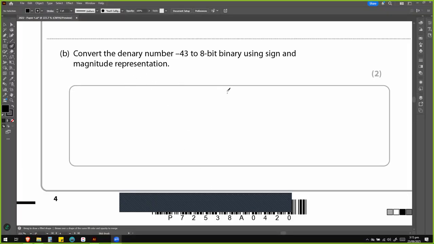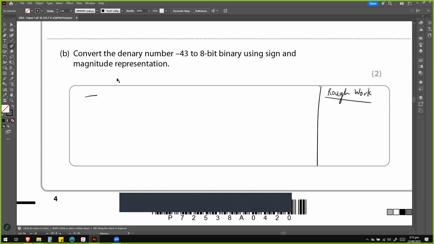Right, so firstly, we will draw some columns. On the right-hand side right here, we will draw a column for our rough calculations, so we'll just write rough work. And over here, we will say convert the denary number minus 43 to 8-bit binary. So simply just convert the sign and magnitude representation of a signed number minus 43 to binary.